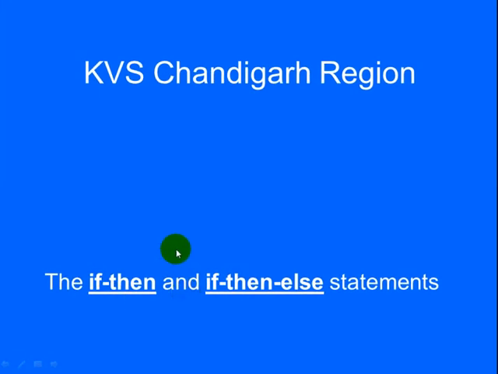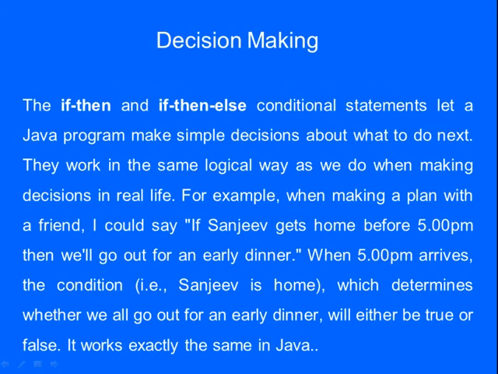Decision making with the help of if then and if then else statements. The if then and if then else conditional statements let a Java program make simple decisions about what to do next. They work in the same logical way as we do when making decisions in real life. For example, when making a plan with a friend, I could say, if Sanjeev gets home before 5 p.m., then we shall go out for an early dinner.